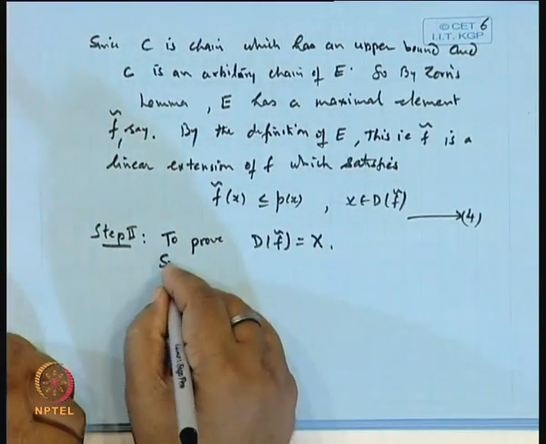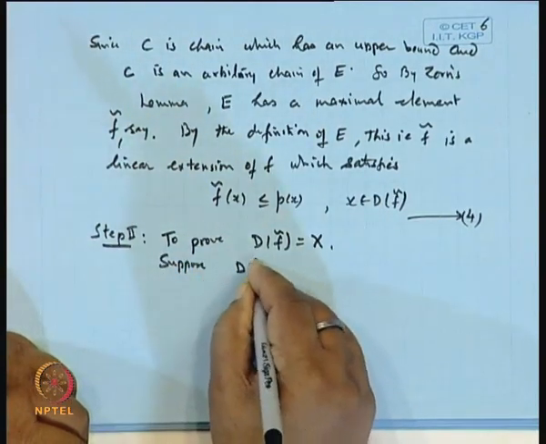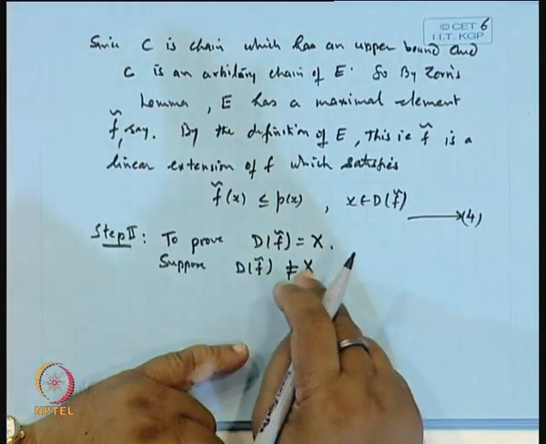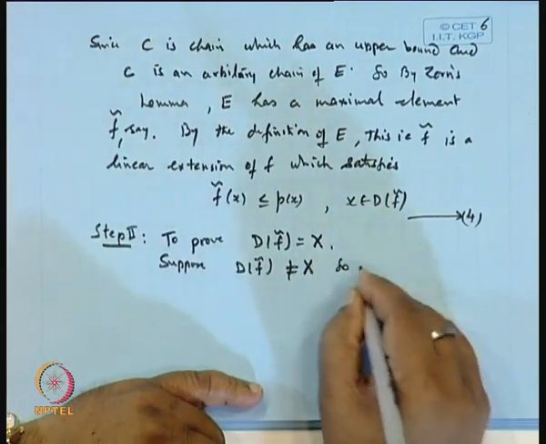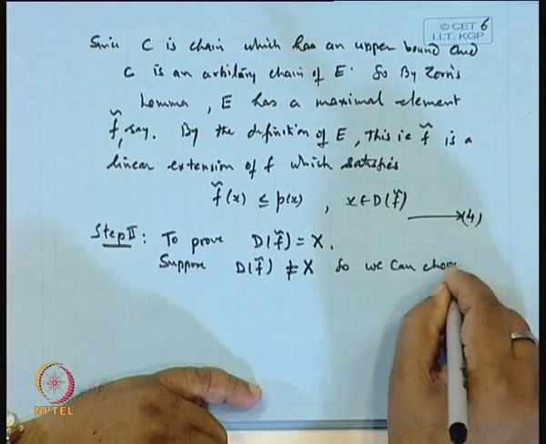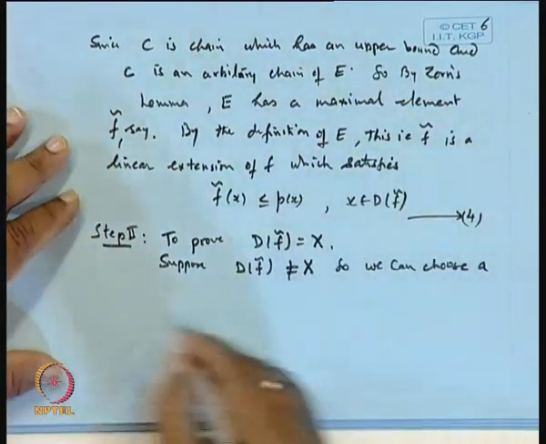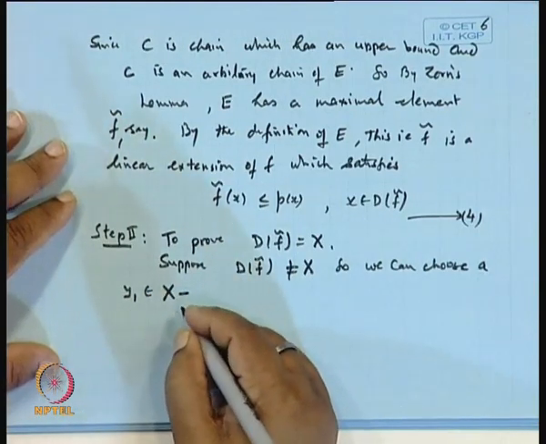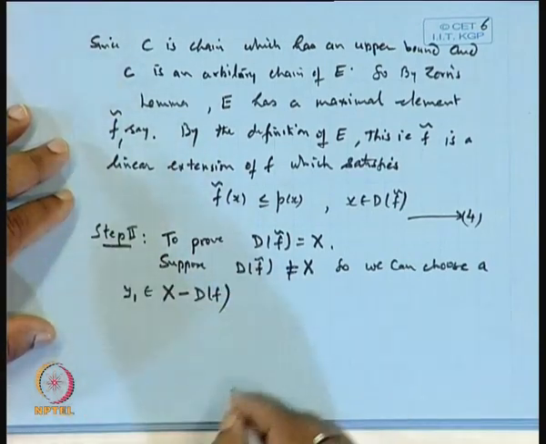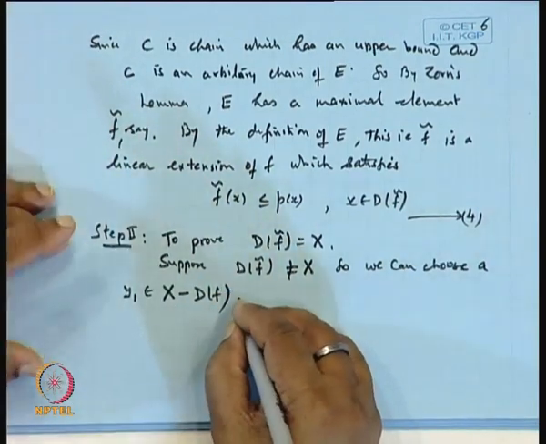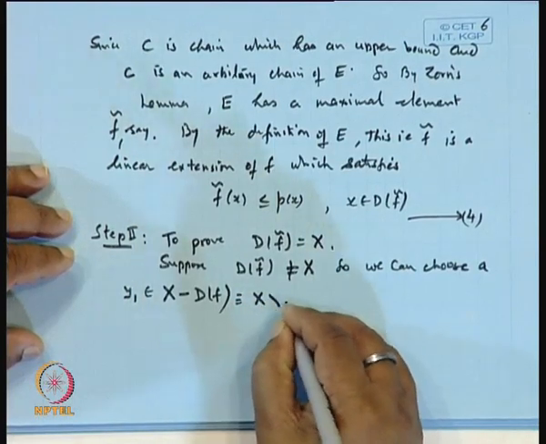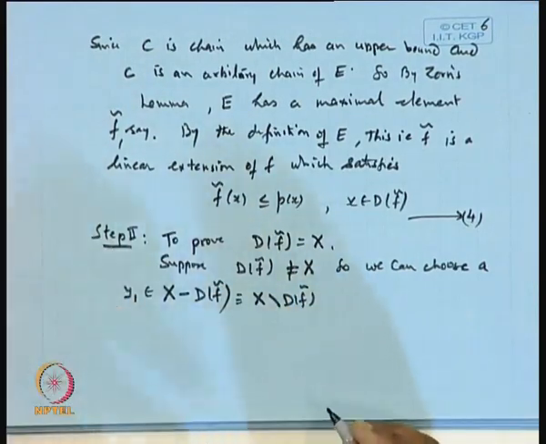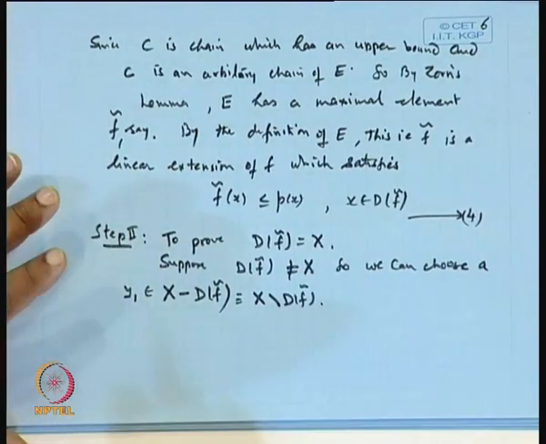Suppose this is not true. Suppose the domain of F delta is not equal to X, that is, there exists some point in X but not in the domain. So we can choose a point y1 in X minus the domain of F delta, which is in X but not in the domain of F delta.